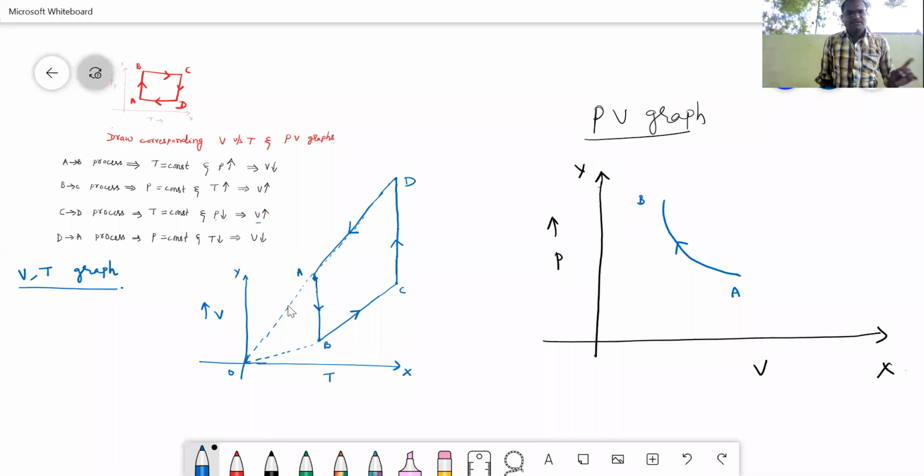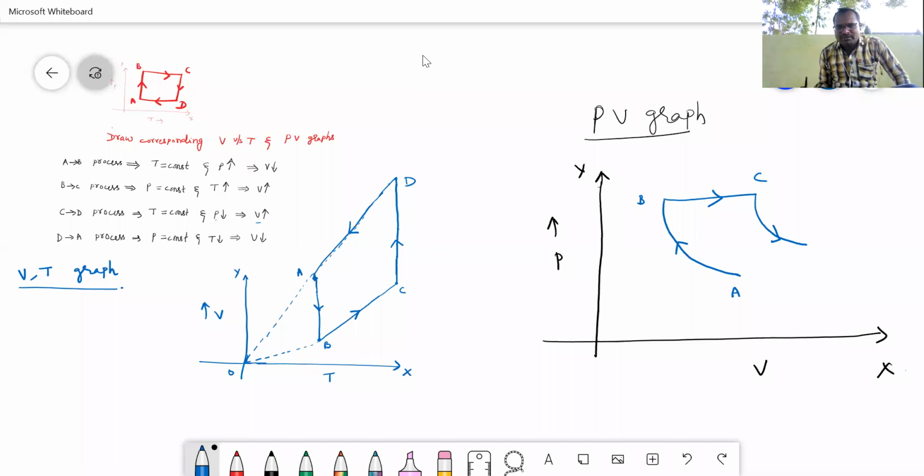Then what happened in the BC graph? Pressure is constant, temperature is increasing and volume also increases. Yes, pressure is constant, temperature increases means volume also increases. BC graph, got it. Clear? Next, the CD graph. Again temperature is constant, but this time pressure decreases, volume increases. Temperature constant means rectangular hyperbola. Pressure decreasing, volume increasing. This is going to happen like this.